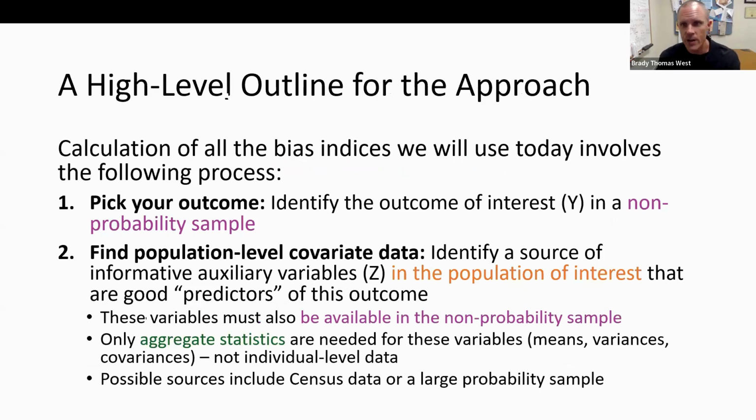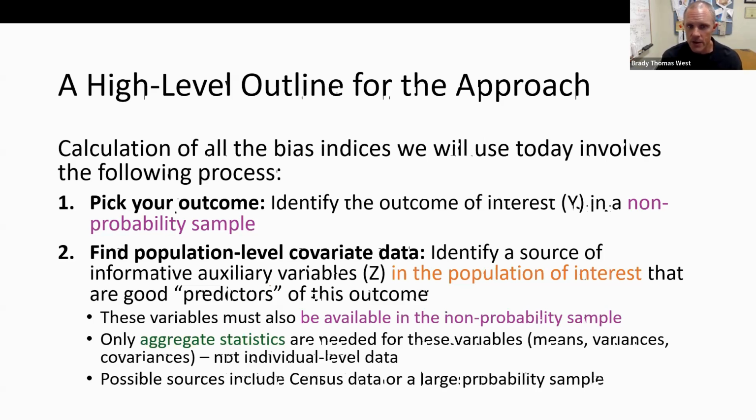So this is a high-level outline for the general approach to computing these measures of selection bias. We follow the following process in general. First of all, pick your outcome. What's your dependent variable of interest in the non-probability sample, the selected sample that you're working with? I'll spend most of the time talking about an indicator of whether you've received the COVID-19 vaccine, as a measure of uptake. So pick your outcome.